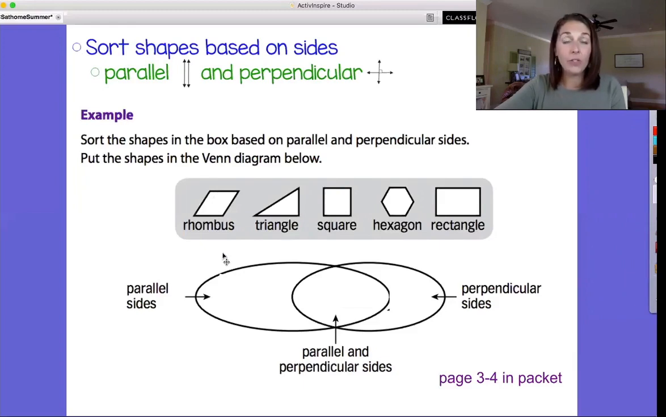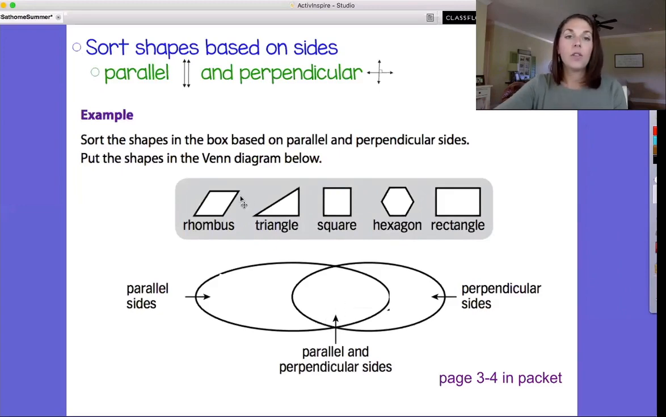I know that you've used Venn diagrams in ELA often, so this shouldn't be something that's unfamiliar to you, this organizer. So when we look at this organizer, if this shape only has parallel sides, I'm going to place it here on this side of the organizer. If it only has perpendicular sides but no parallel, it's going to go on this side. And if I see both parallel and perpendicular sides, I can put that right here in the middle.